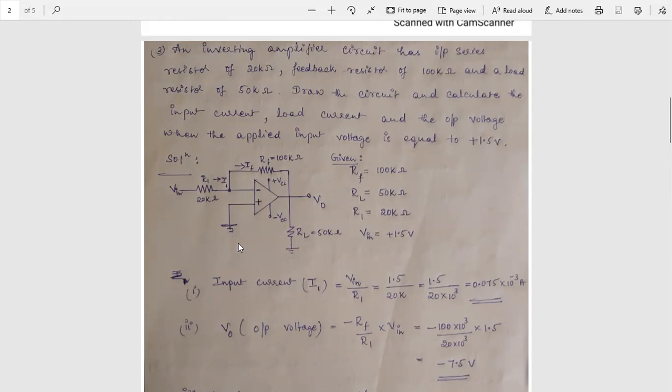So this is an inverting amplifier circuit, okay, and feedback resistor RF is equal to 100 kilo ohm and series resistor is 20 kilo ohm and then load resistor. So load resistor is connected between the output voltage and the ground. And this RL is equal to 50 kilo ohm and input voltage Vin is equal to plus 1.5 volt.